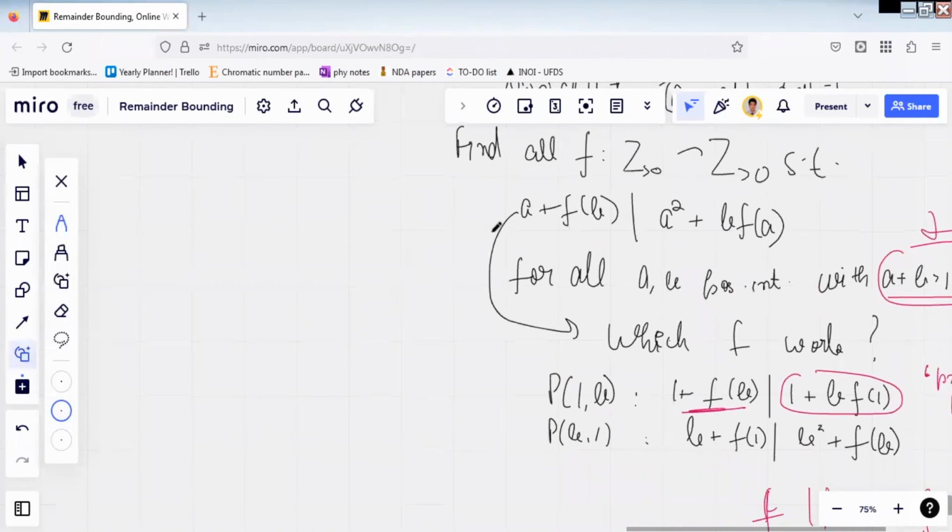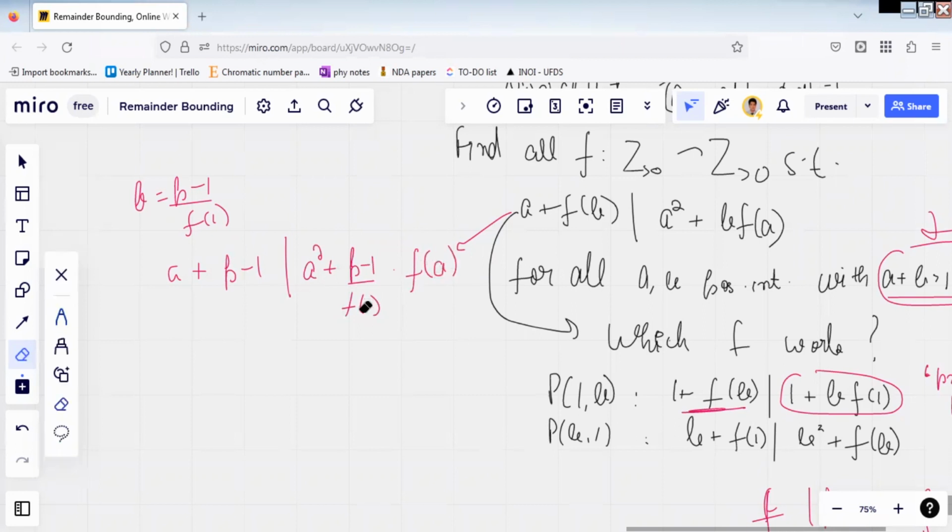Now, the second thing that we had. We go into the original and put b as p minus 1 by f of 1 in this thing. So you will get that a plus p minus 1 divides a square plus p minus 1 by f of 1 times f of a. Just write it as C. Easier for you as well. Now just subtract it.